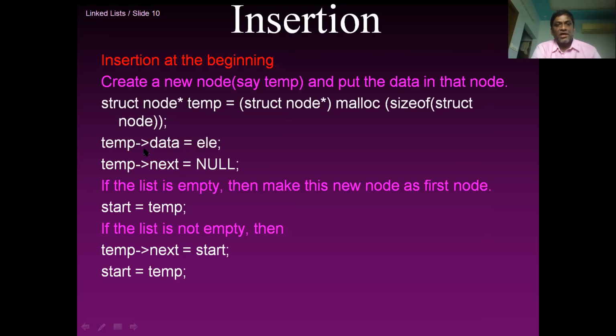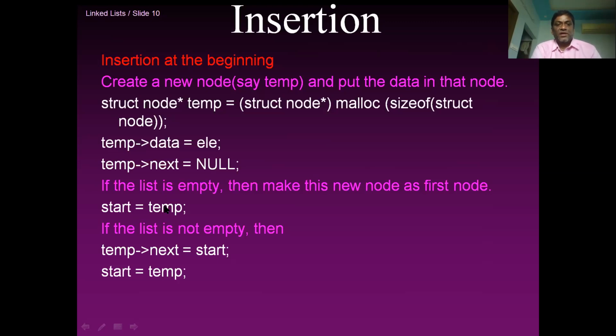How to put the data? Temp data is equal to element. So this is how data is put. Now see whether the list is empty or not. If the list is empty, it means there are no elements in the linked list. Then make this temp as the first node. The first node is pointed to by the start pointer. We already discussed this. Therefore, let us point this start pointer to temp. So start is equal to temp makes this temp the first node in the list.